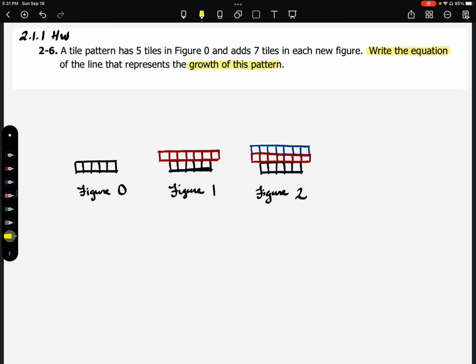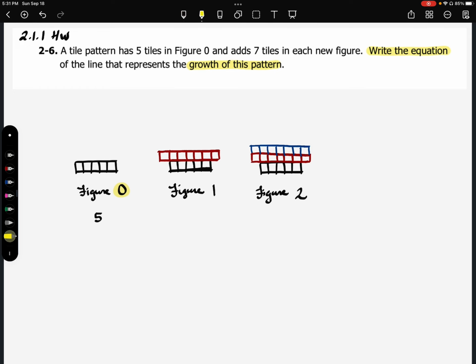So as we look at what it's given us, and I've already drawn it out so you didn't have to sit here and watch me draw out a bunch of tiles, but in our figure 0, you notice that we started with 5 tiles, and then they said each time we increased to the next figure, we were going to add in 7 more tiles.